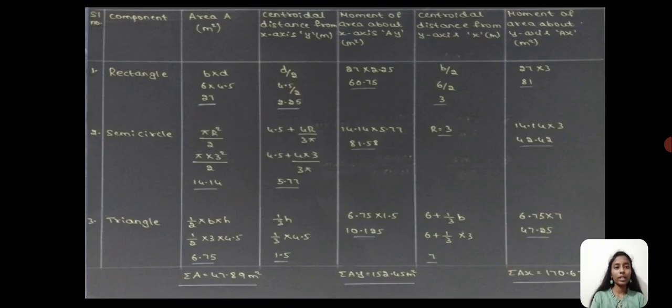Now let us see the table. Serial number, component, area in meter square, centroidal distance from x-axis, moment of area about x-axis, A into y, centroidal distance from y-axis, moment of area about y-axis, A into x.